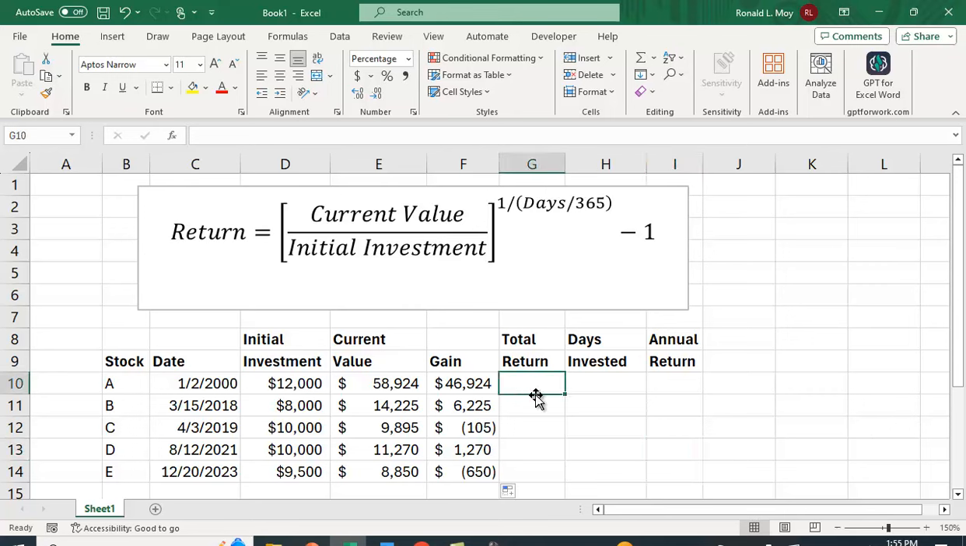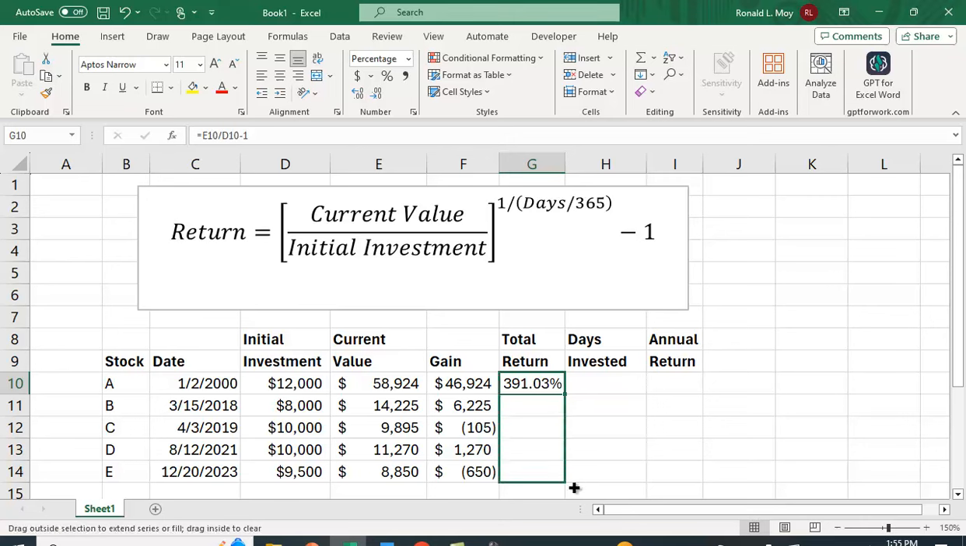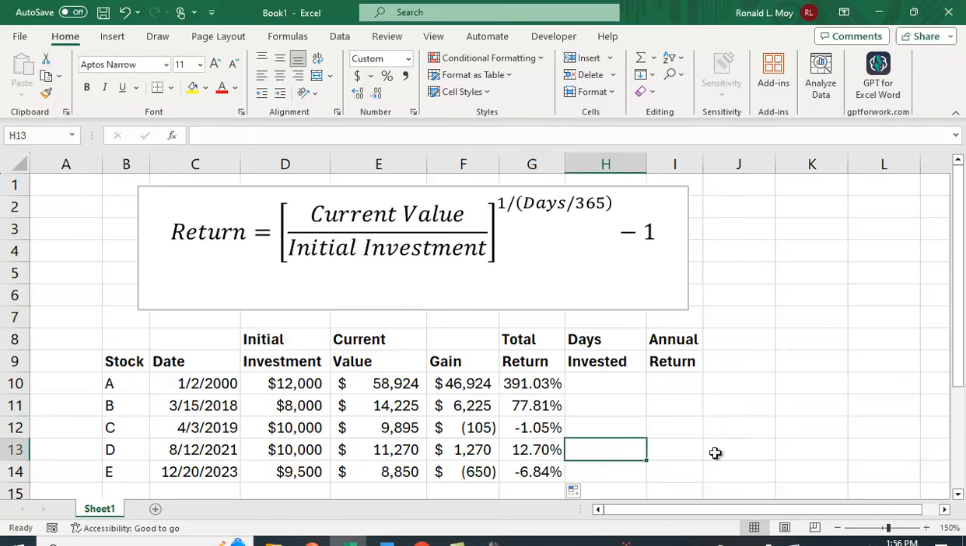You could also look at the total percentage return, which would be the current value divided by the initial investment minus 1. And you can see you got, again, a nice return here, and here it's not nearly as good as it is in A, and then stock C and E lost money, stock D has a positive return. But these aren't really fair comparisons.